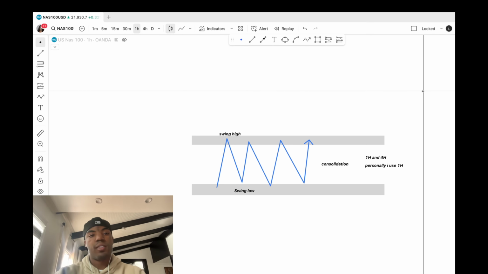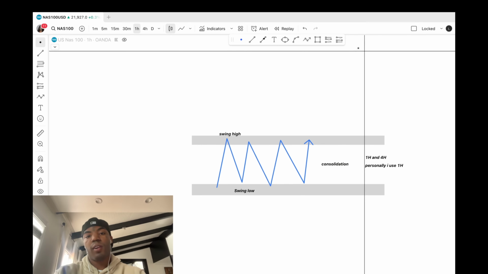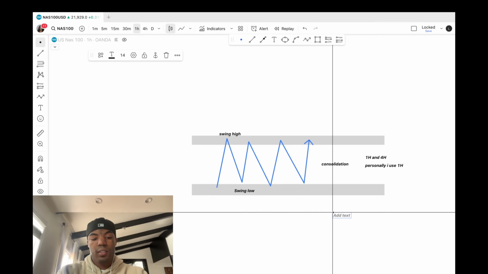There's times where I can use the 4 hour time frame to go into the markets and say, okay, price is going to do this long term. So normally I use the 4 hour for long term swings.